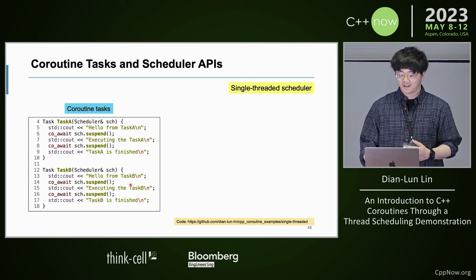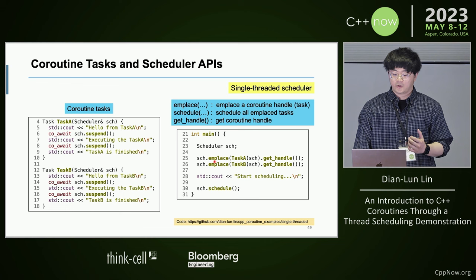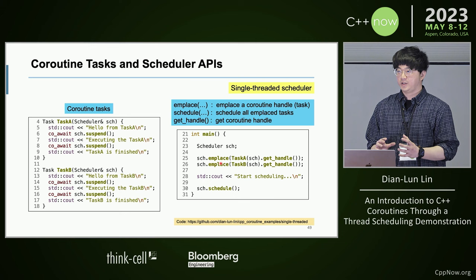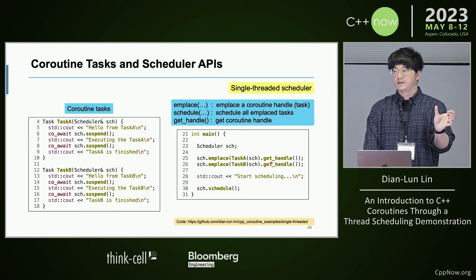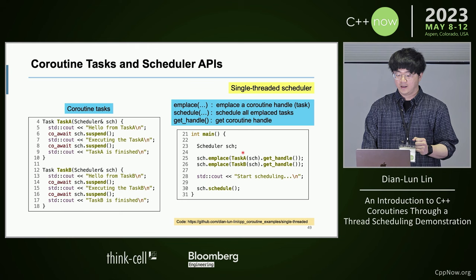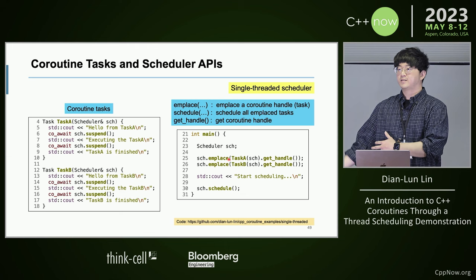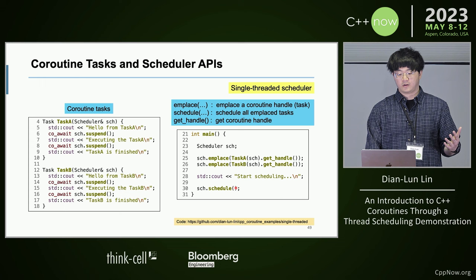And this is my main function. I'll declare a scheduler, and I'll use emplace to put the coroutine handle back into the scheduler. So test A is a coroutine, and I'll use getHandle to get the coroutine handle. So you need to define getHandle inside your coroutine class. What it means is that I return this coroutine handle and hand it back to the scheduler for later scheduling. And I print out start scheduling, and finally I call the schedule function to schedule coroutines.